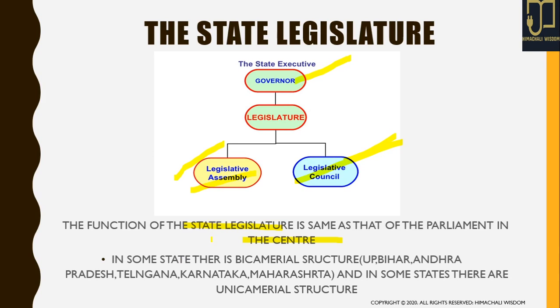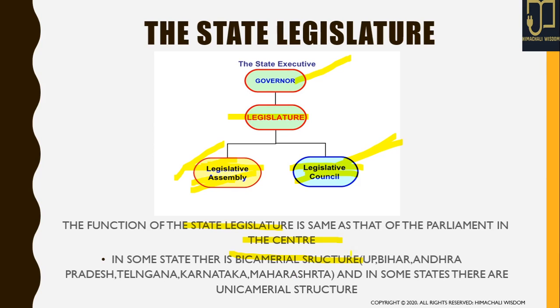So in some of the states, as we have already discussed, in state legislature we have two platforms, that is legislative assembly, which is called Vidhan Sabha, and another one is legislative council, which is known as the Vidhan Parishad. And in some of the states there is a bicameral structure. Bicameral structure, what does it mean? It means that in some of the states there is legislative assembly as well as legislative council also, but in most of the states in India we have only legislative assembly.